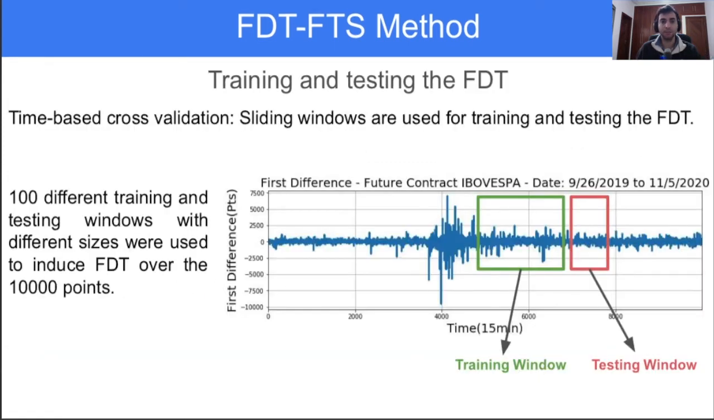Well, here we have the training and testing. Basically, we are using time-based cross-validation, which means we are using a sliding window for training and testing the FDT. And we use 100 different training and test windows over the 10,000 points. Here in the figure, we have an example. We have a sliding time window for the training and a sliding time window for the testing.